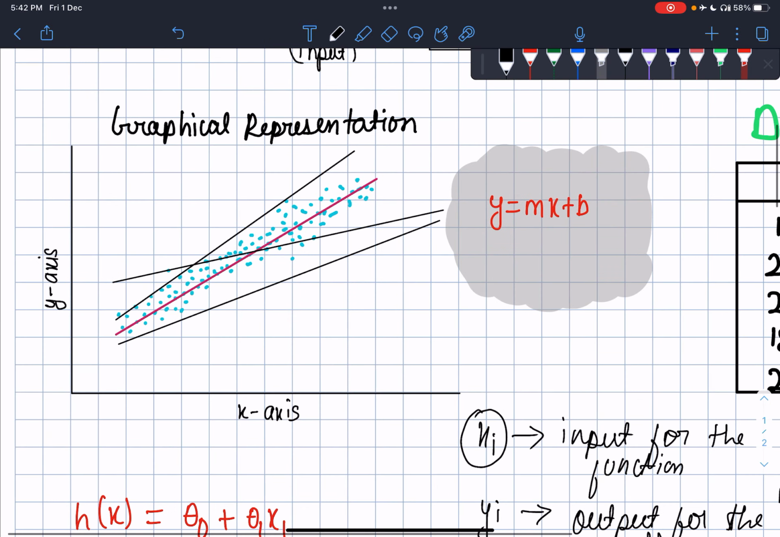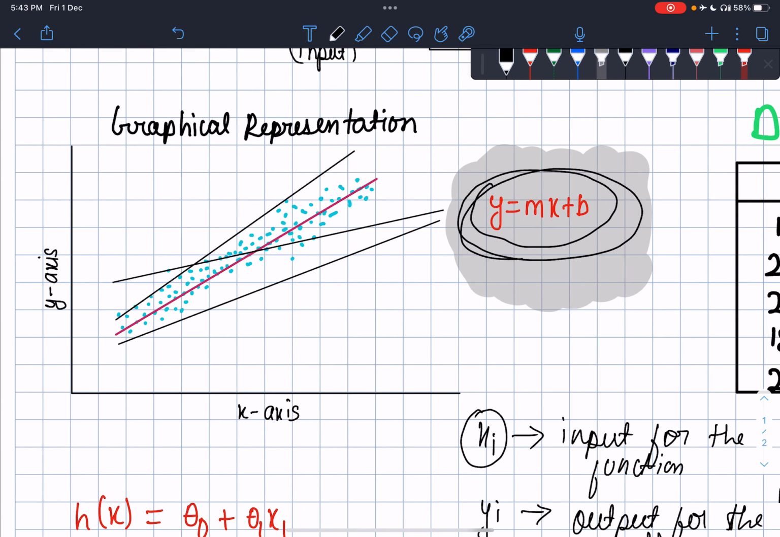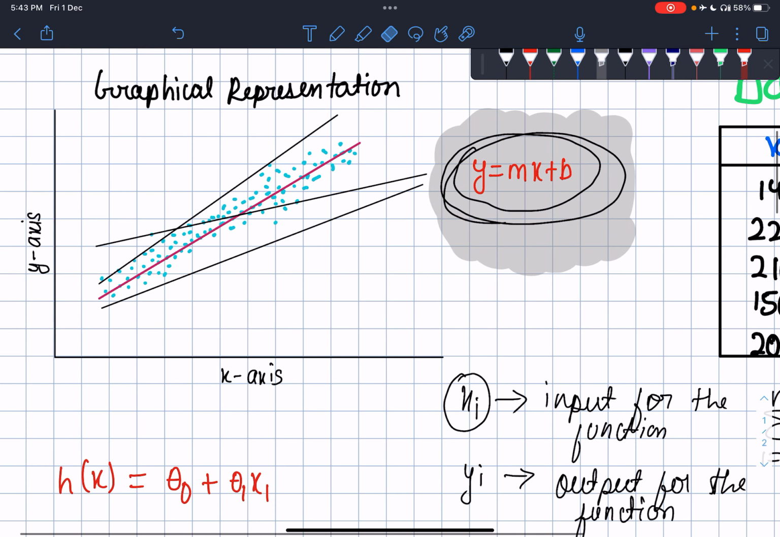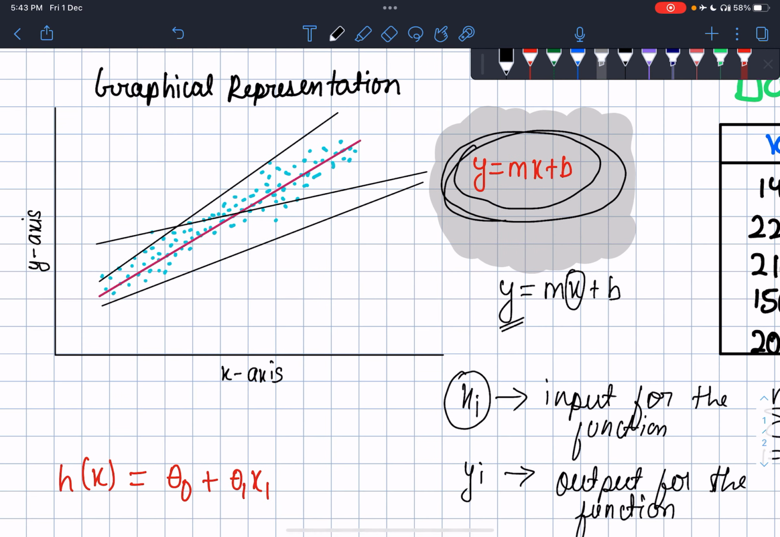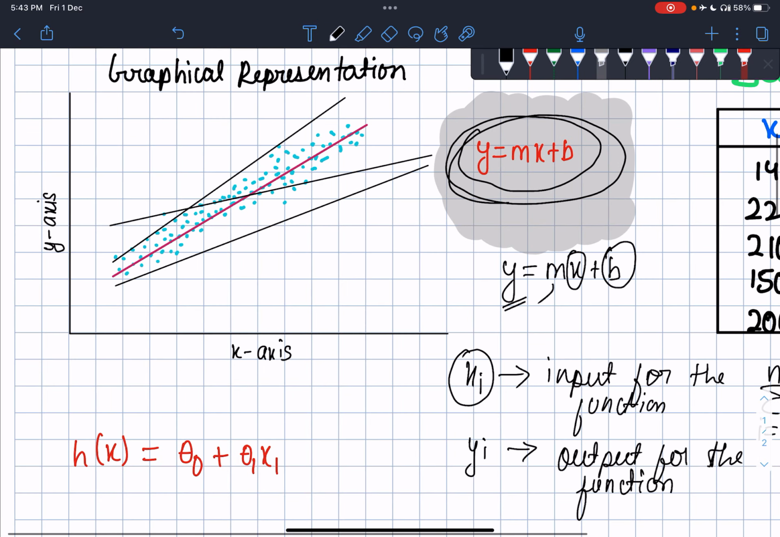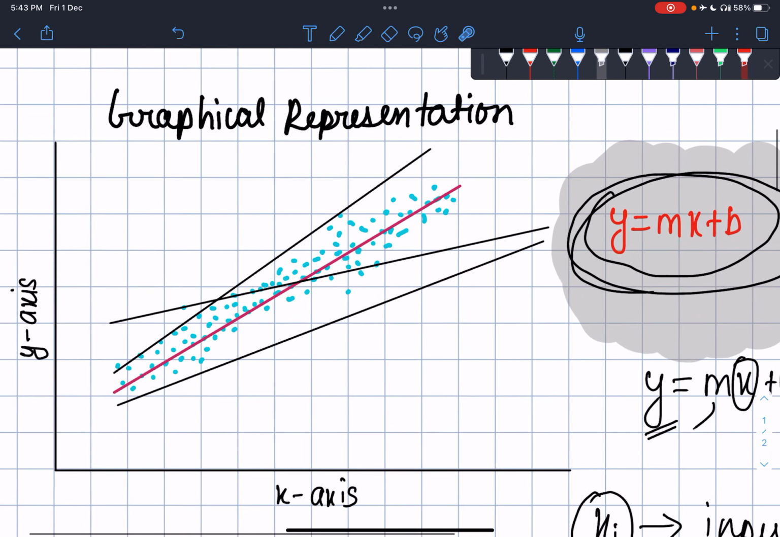To get this line we have an equation which we have studied in school, which is y equals mx plus b. If you give x to this equation, then you'll get y. b is the coefficient, the intercept given before, and m is the slope.